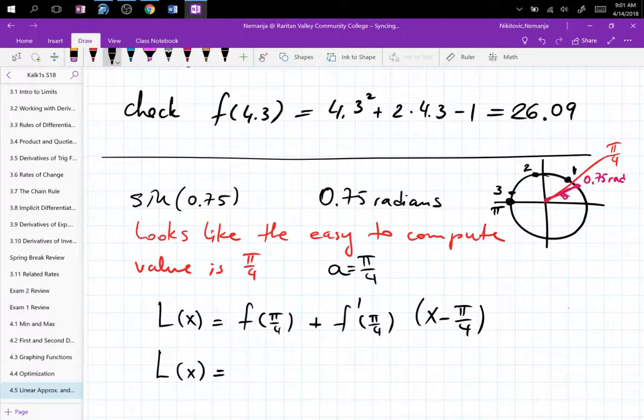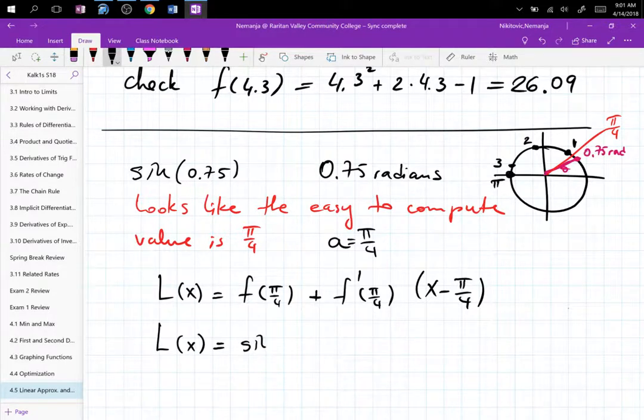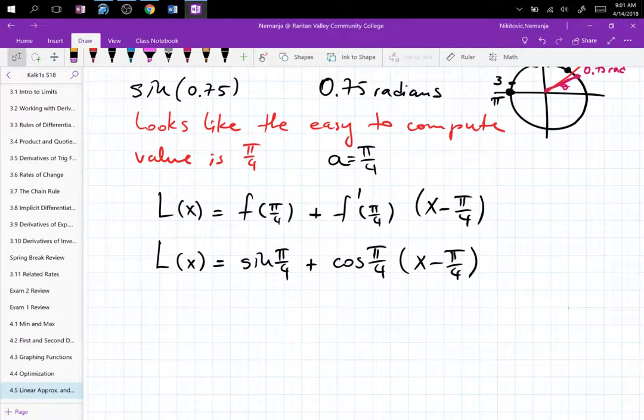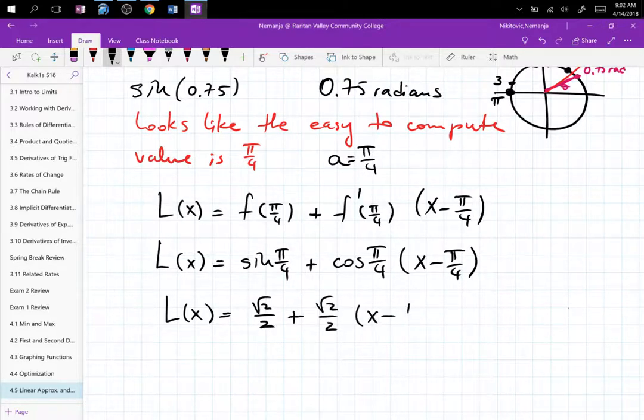So L of x is going to be the function at pi over 4, that's sine of pi over 4, plus the derivative of sine, which is cosine, so now I need the cosine of pi over 4, and then x minus pi over 4. These are the things that we can calculate easily. L of x is root 2 over 2 plus root 2 over 2 times x minus pi over 4.